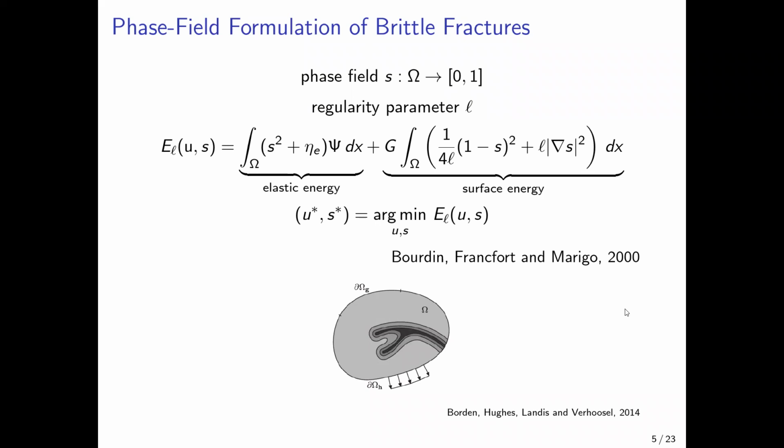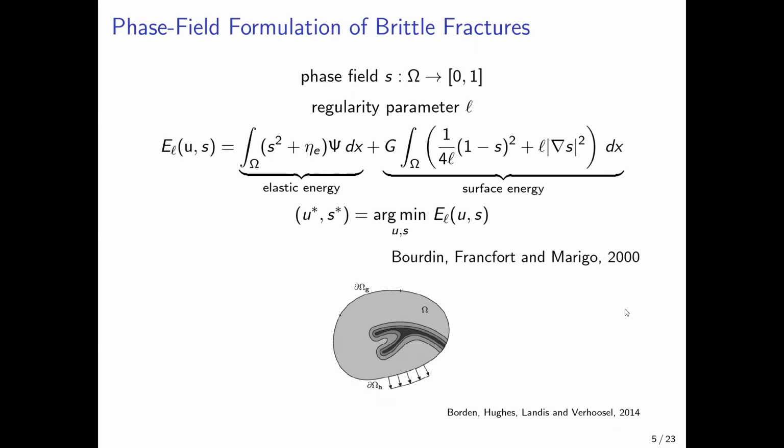As a technical note, as the regularity parameter L approaches 0, we're able to relate the 0 set of the phase field to the minimizing crack set. The phase field takes value between 0 and 1: 0 where the material is completely broken, and 1 where the material is completely undamaged. And in this way, we construct an energy functional which mimics the behavior of the previous energy functional.